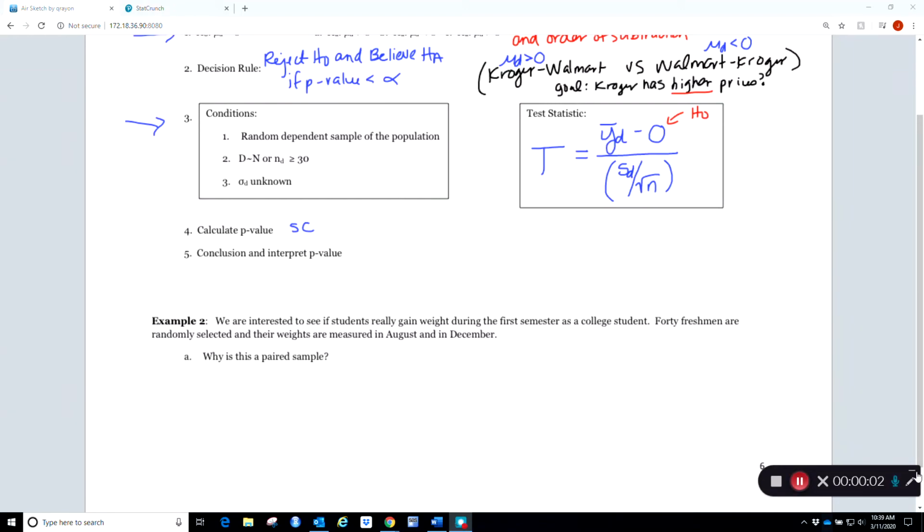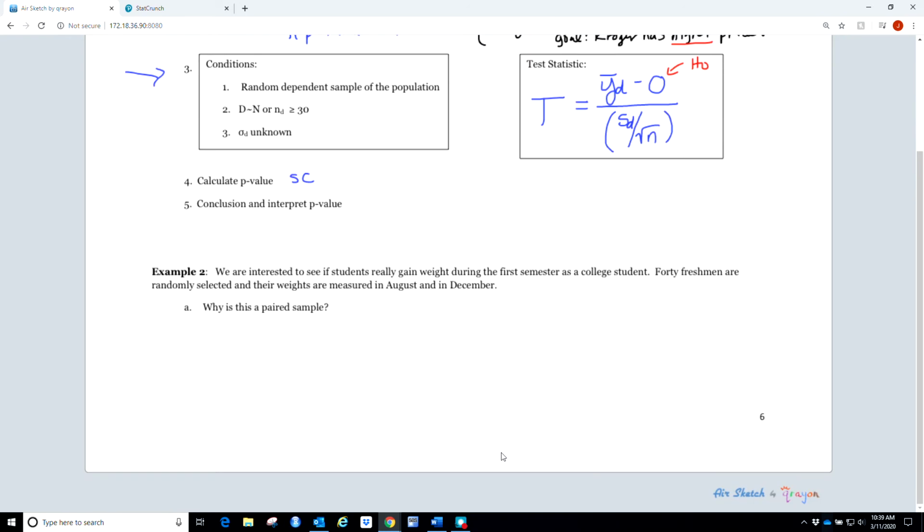In this video, we're going to do a demonstration of doing a hypothesis test for a paired sample. Now, although we know we're doing a hypothesis test for a paired sample, we will of course make sure we're comfortable with why it should be a paired sample. So we want to see if students really gain weight during their first semester as a college student.